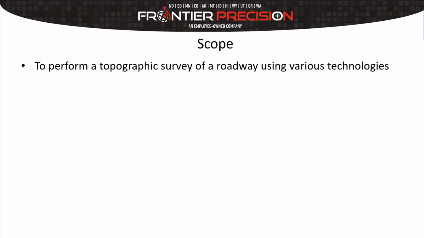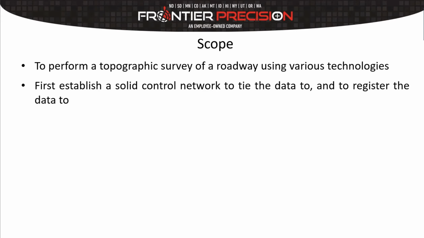So a little background on the scope of this project, or what we're trying to accomplish here. So first was to go out and perform a topographic survey of a roadway using various different technologies. And the first thing we needed to do to kind of have a fair comparison is we needed to put out a solid control network that we can tie all of our data to, we can register all of our data to. So having a solid control network, I feel, was kind of the biggest key component to this whole project. So we spent a lot of time making sure we had that right.